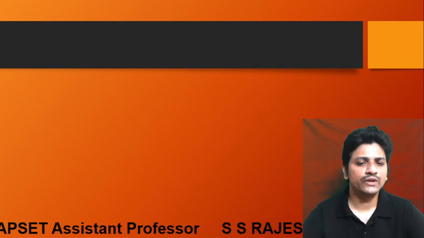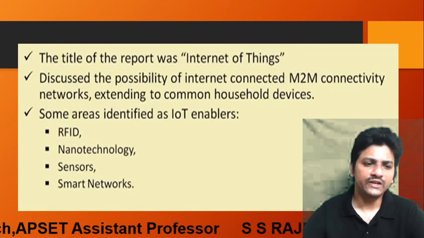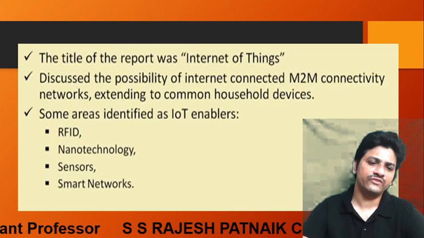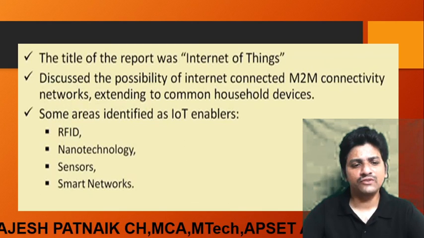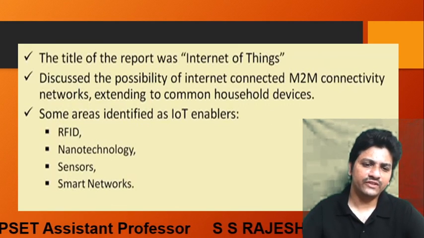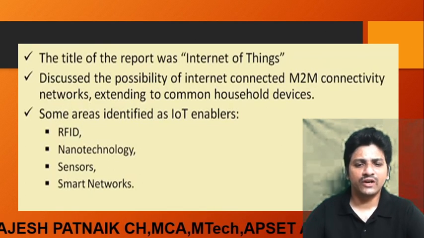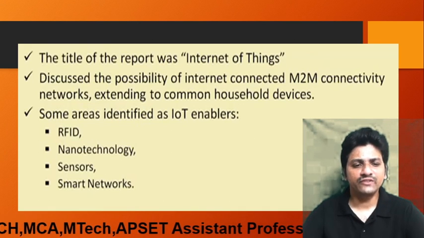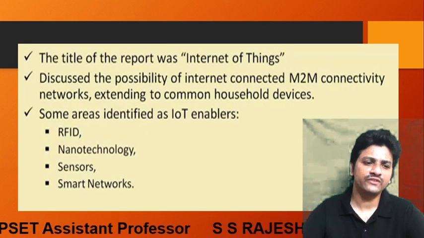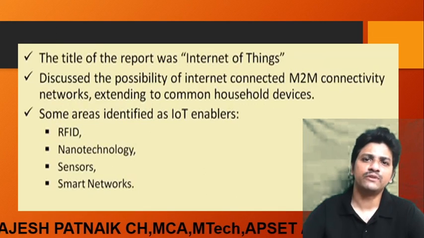So water level we already understood, so this is also done. One second, I will move back. So we discussed so many examples regarding the Internet of Things. We discussed the possibility of internet connectivity as machine to machine connectivity, networks extending to common household devices. Some basic areas are also known as IoT enablers.